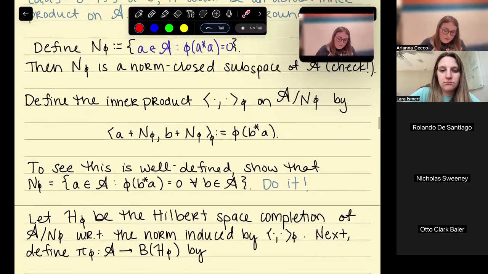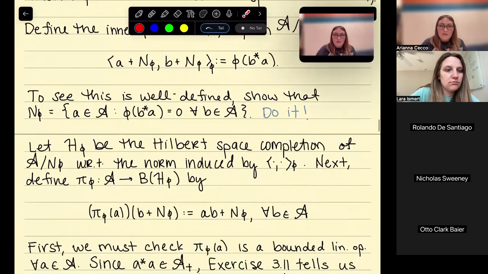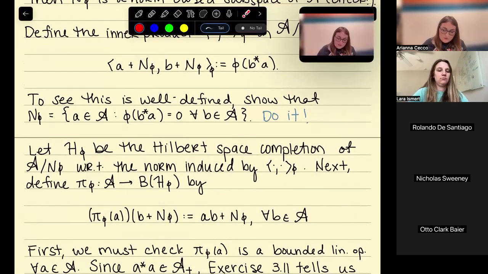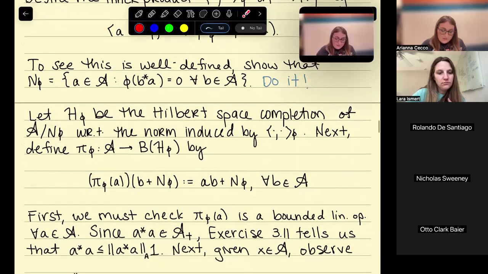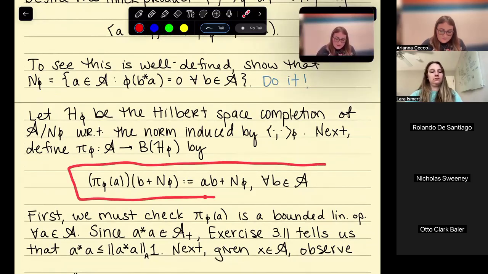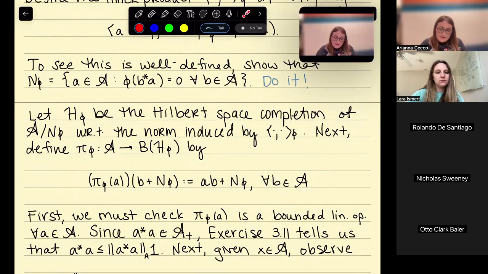All right. So now, just looking at this, this is not a Hilbert space, but we can take its Hilbert space completion with respect to the norm induced by this new inner product that we defined. And we can define now our representation. So we're going to define pi sub phi from A to B of H sub phi like this. So pi sub phi of A is applied to an element in the quotient, and we define it like this.